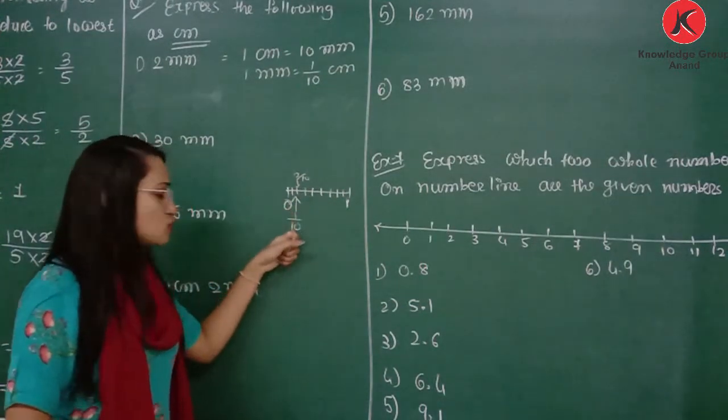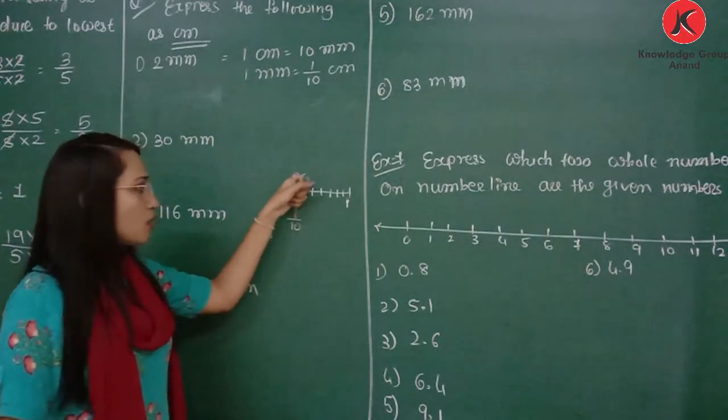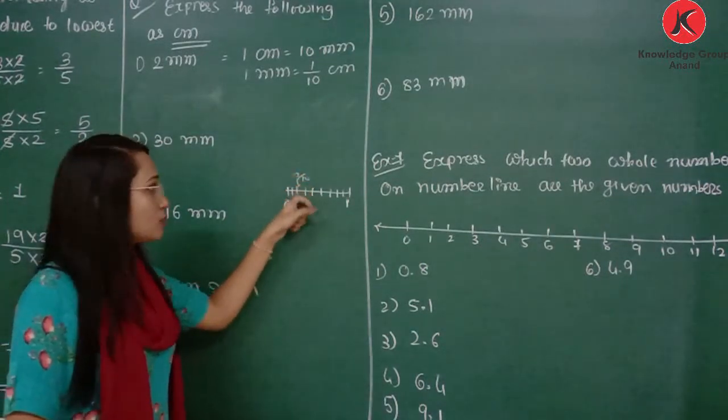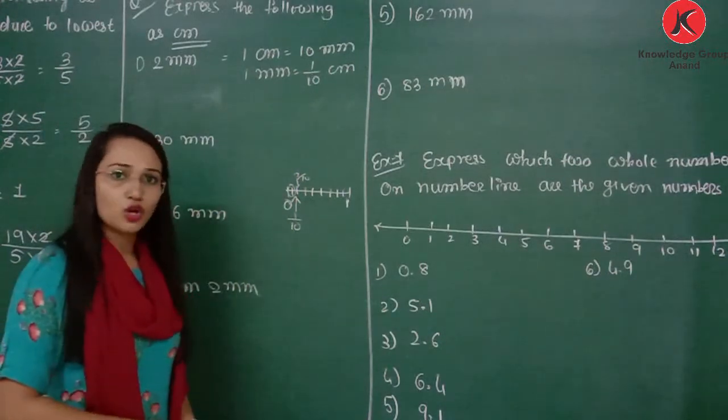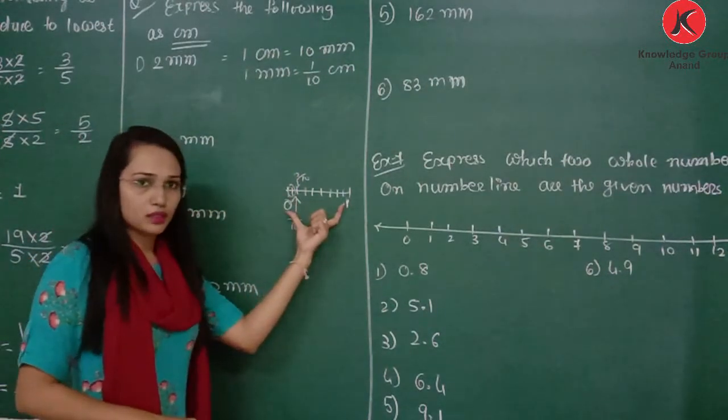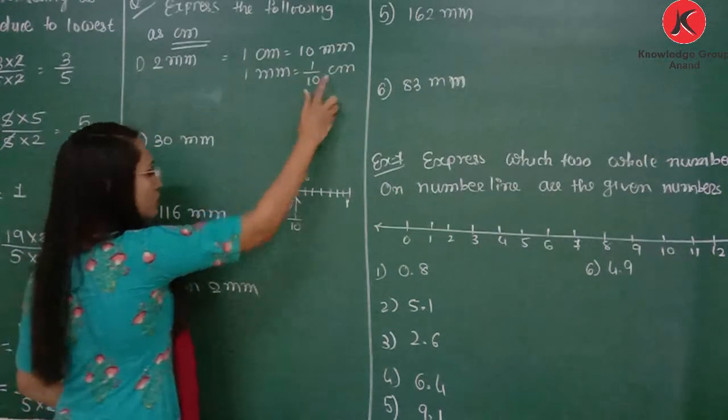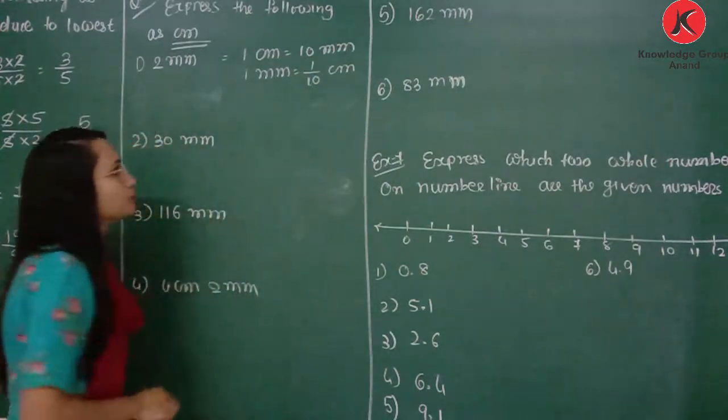So 1 by 10 means what? 0.1. This is what? 0.2. It means each part represents 1 by 10 part of the whole 1 part. Clear? So 1 mm is equal to 1 by 10 centimeter.